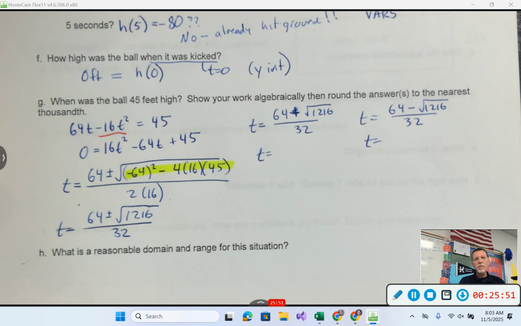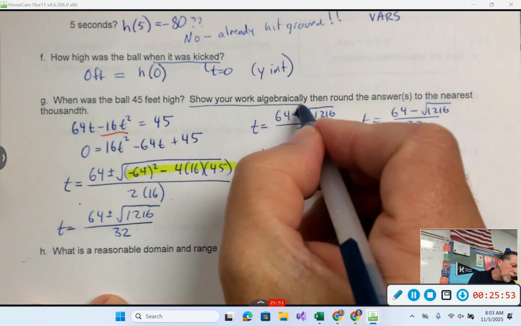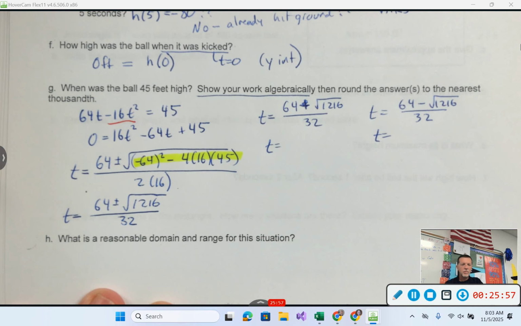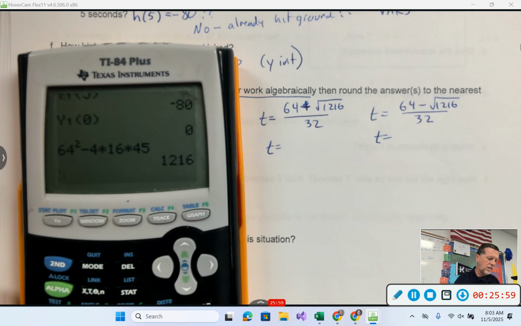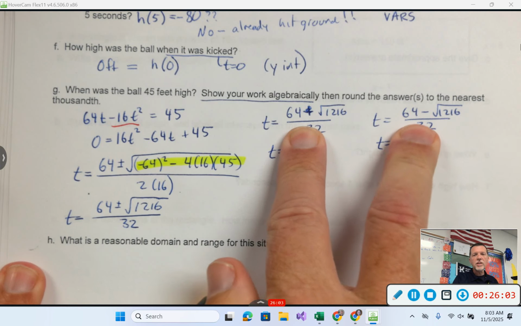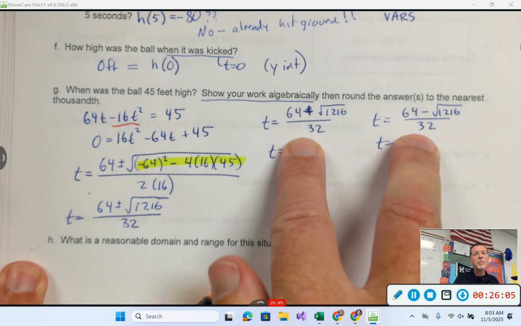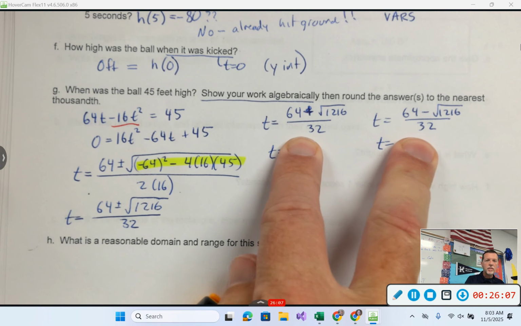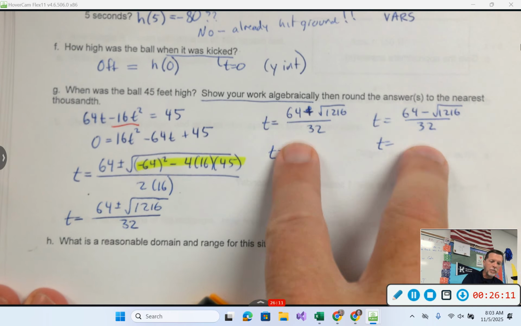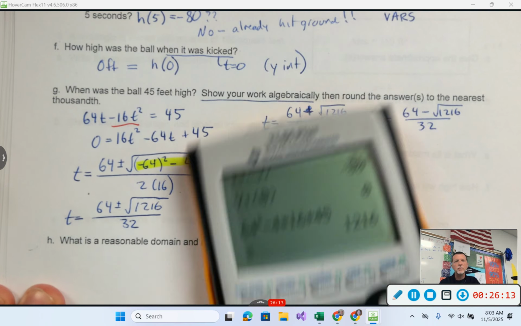And so this is what we mean by show your work algebraically, but use the calculator to do whatever the square root of 1216 is. Why would the plus minus be... I could have split it into 2 pieces. I'm just showing what I'm going to put in the calculator. So, I mean, you're right. If I only wrote one of those, that'd be wrong. But I'm going ahead and splitting them up and showing both of them.